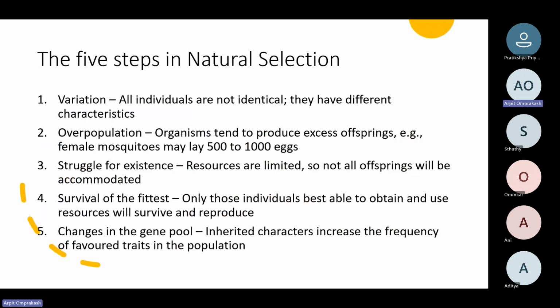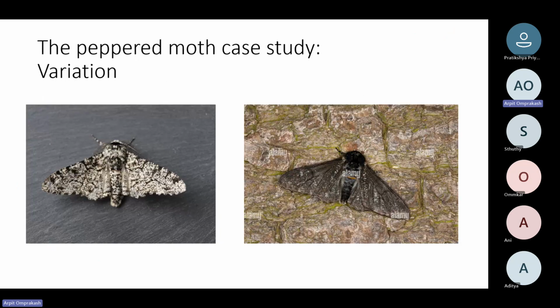So variation, where we basically have some kind of variation in the genes or the alleles or things that are basically expressed. So we have some variation in the population. For example, in the peppered moth case study, we have some variation. Some moths are white, some moths are black.